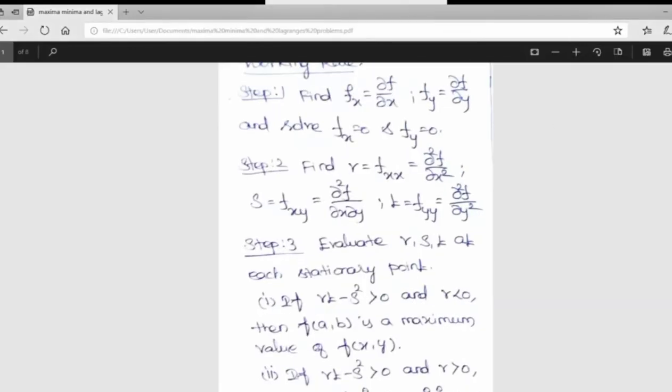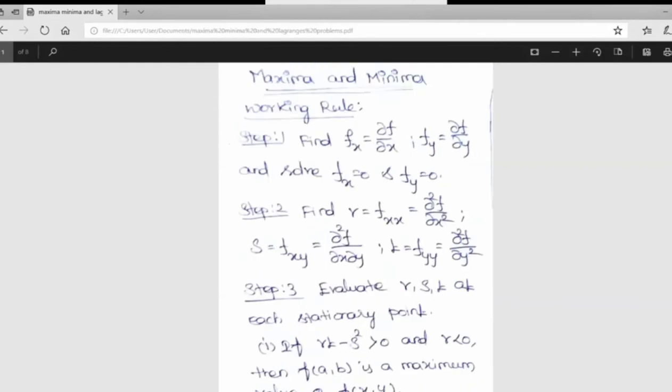Good morning, students. Today we are going to see the topic of maxima and minima for functions of two variables. If you have a single variable, we have some rule, and if you have two variables, that is x and y, we have a working rule for how to get the maximum and minimum value for the given function. Now we can see what the working rule is.